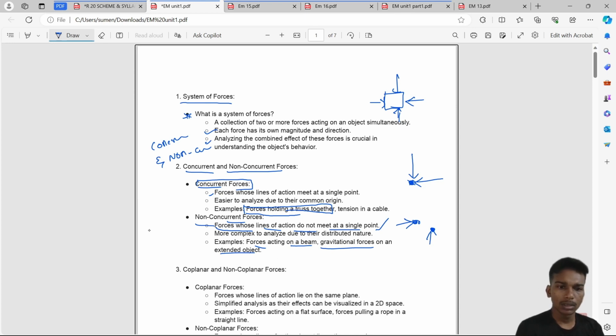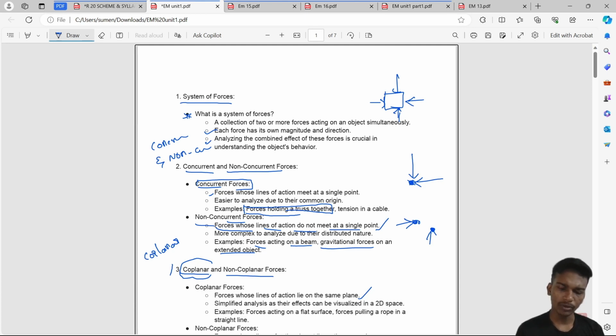Now we will speak about another type of forces: coplanar and non-coplanar. What is meant by coplanar or non-coplanar? The name itself suggests that coplanar, in the sense, is a system of forces acting on the same plane. Those type of forces are known as coplanar. That's what I have written over here. Coplanar forces: forces whose line of action lies on the same plane.